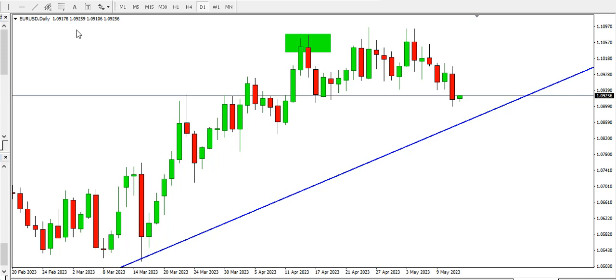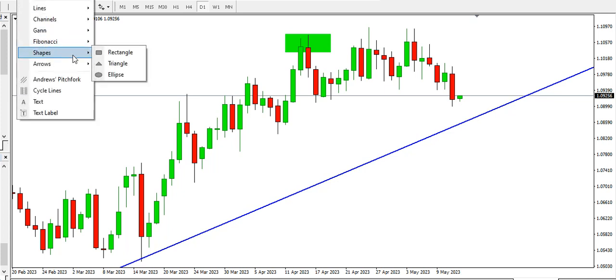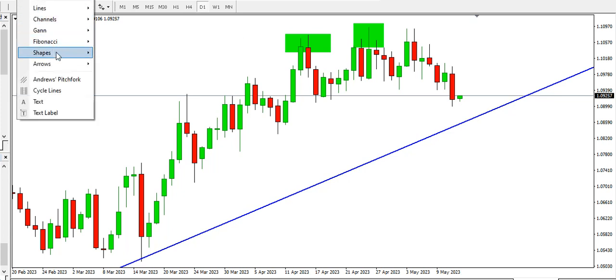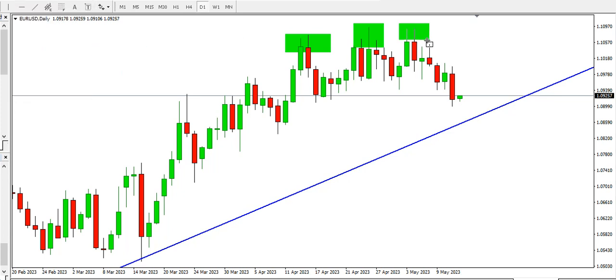Look at the first top, the second top, which is the head, and the third top, which is the shoulder. Look at the neckline being broken around here. Price broke it, retested, and you can see a break.